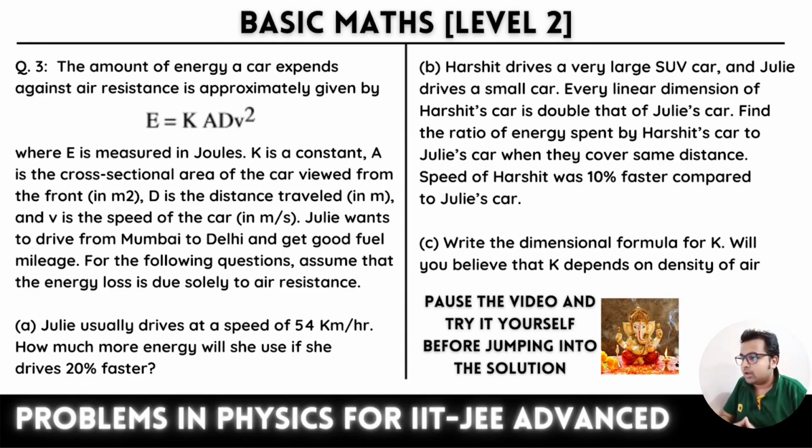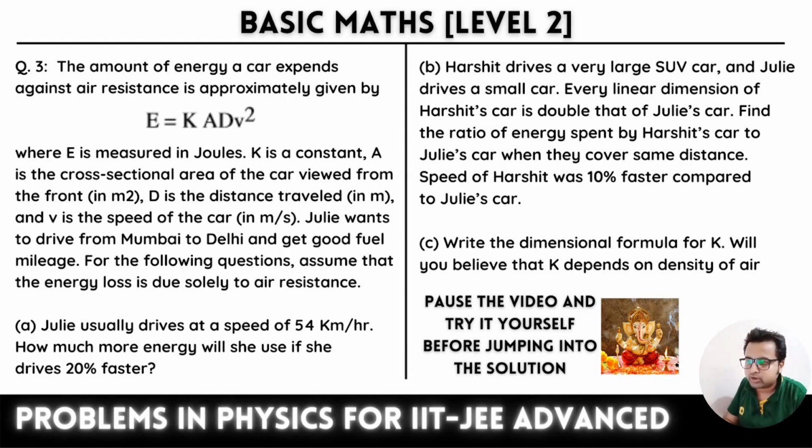In the B part, there is one more character in this question, that is Harshit. Harshit drives a very large SUV car, and Julie drives a small car. Every linear dimension of Harshit's car is double that of Julie's car, because you know SUV is a very big car and Julie's car is a small car, so every linear dimension will be double. It is given in the question. Find the ratio of energy spent by Harshit's car to Julie's car.